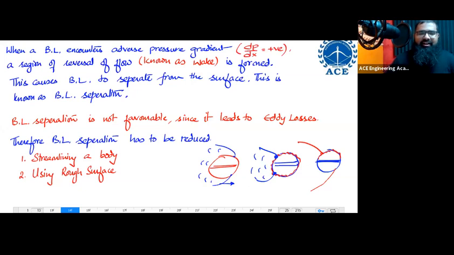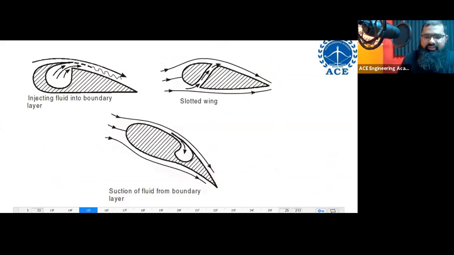Okay, this is regarding some methods of reducing boundary layer separation. Apart from these methods, I'm showing a diagram over here. These are some other methods of reducing boundary layer separation. Okay, these are secondary methods which are mostly used in the case of aerofoils. We'll discuss aerofoils later on.